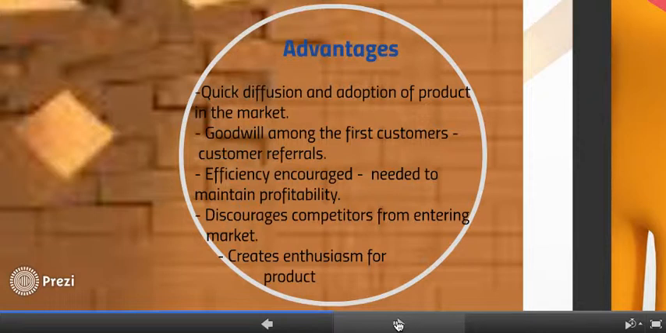This approach also encourages efficiency, which is essential for maintaining profitability. Moreover, if this strategy leads to increased profits and goodwill, it deters competitors from entering the market, since the customers develop brand loyalty, and it is quite difficult for new entrants to match that brand loyalty right away at least. Also, if the product does well, it creates a strong enthusiasm from top to bottom that makes the employees work better and increases their productivity, which eventually leads to an increase in margins.